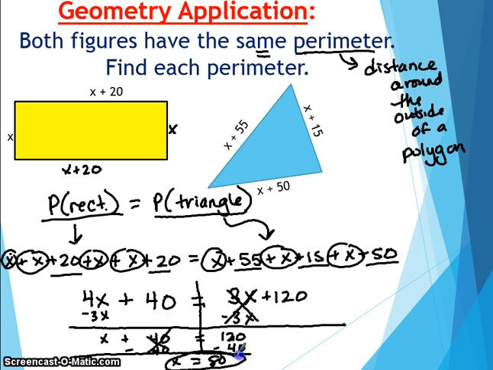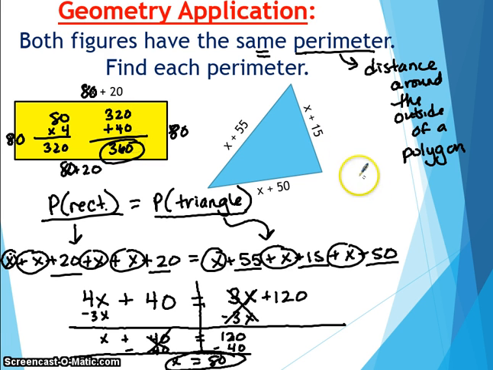Now, 80 is not the perimeter. 80 is the value of x. So we'll have to substitute 80 back in to figure out the perimeter. This is 80, this is 80, this is 80, and this is 80. So we have 80 4 times. So 80 times 4, you know, is 320. Plus we have two 20s, which make 40. So our perimeter is 360.